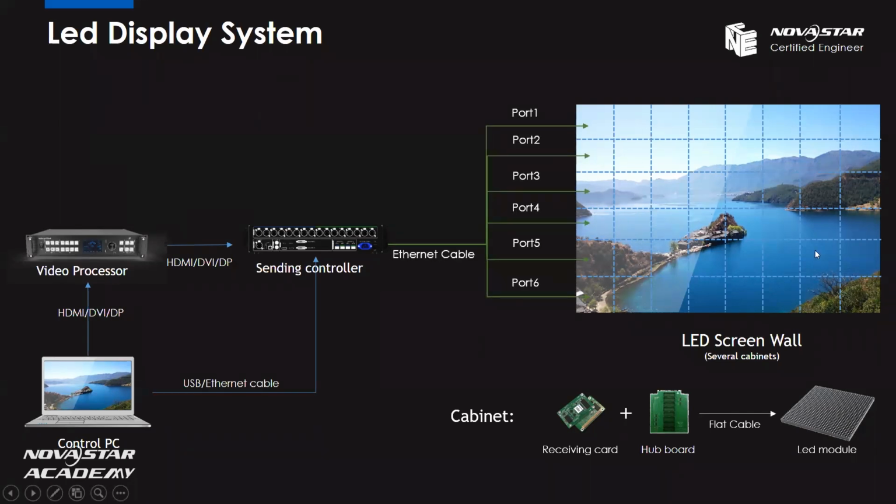Regarding the end of the LED display, it is composed of many LED cabinets. And we know in each cabinet, there is a receiving card and a hub card connected to the LED module through the flat cable. So this is the basic structure of the LED control system. All these factors can be the possible reason that can cause the blackout issue.